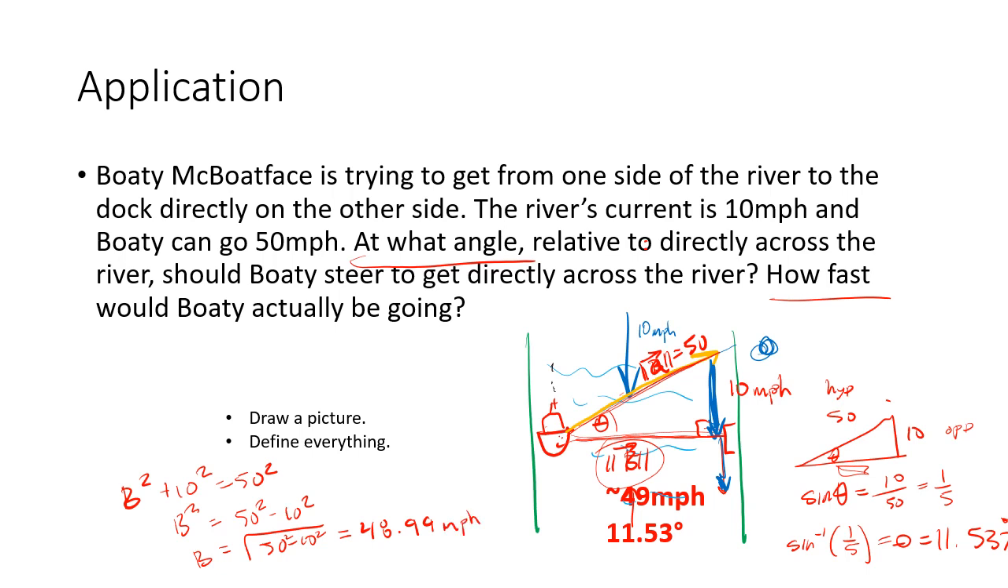So Bodie sets off across this river. Let's say Bodie is autonomous. Bodie sets his own speed to 50 miles per hour, but he's heading upriver, right? He has to head upriver, so some component of the river's velocity is going to counteract his velocity across the river and make him slow down. So the answer then is he'd be going 48.99 miles per hour, which is about 49 miles per hour, at 11.537 degrees relative to directly across. Hopefully that made sense.